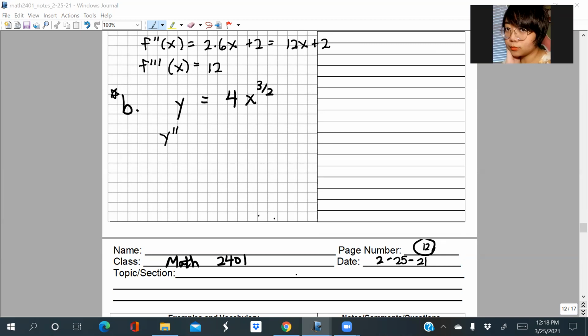You don't necessarily have to worry about simplifying your answer too much. I'll show you how to simplify it. Just try to get down some answer for the second derivative.